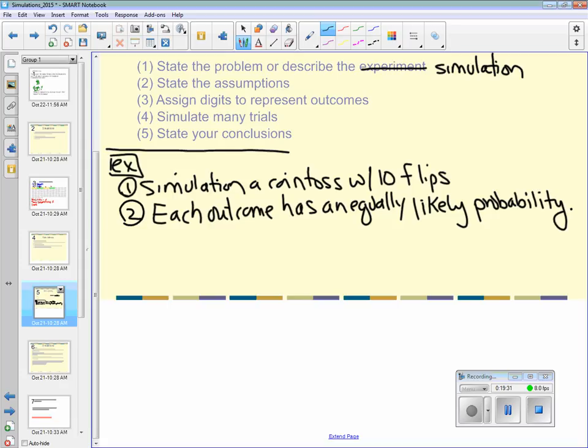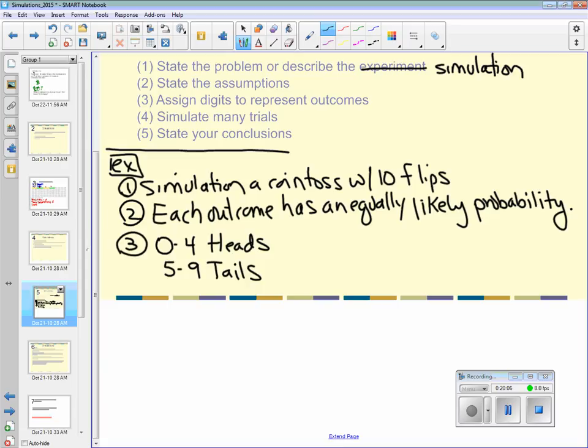So number 3, assign the digits. We kind of already did that, but let's formalize it again for step 3. Paige, you said 0 to 4 was heads, and 5 to 9 was tails. We assign the digits that match our probability. And we're going to look at several other examples today where we're going to have to think about that, okay? But this is where you do it in step 3.